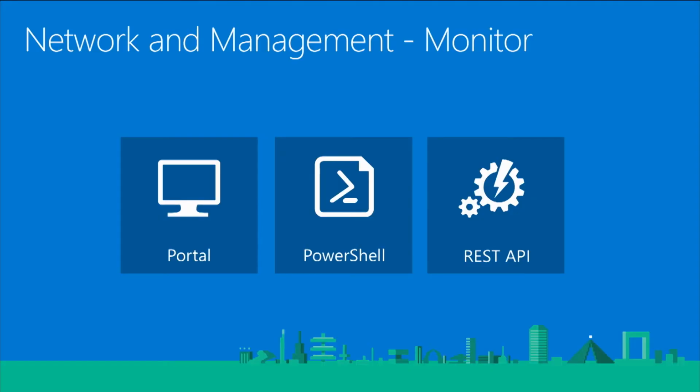Now, from a monitoring point of view, you can monitor your network. You can use the portal. That's where most people end up monitoring it. But you could also use the REST API and PowerShell to get information about your network, to determine what's going on, get status information, and do some of the really basic monitoring things. But as a developer, most of your monitoring is going to happen in the portal.